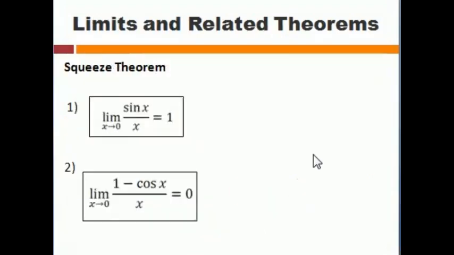Squeeze theorem. Number 1, the limit of sin x over x as x approaches a is equal to 1. Number 2, the limit of 1 minus cosine x over x as x approaches a is equal to 0.